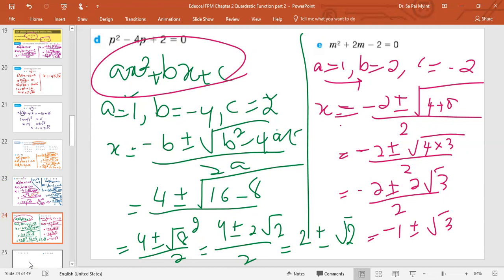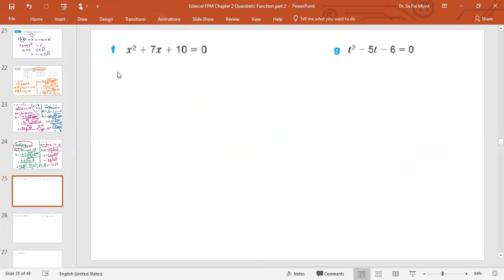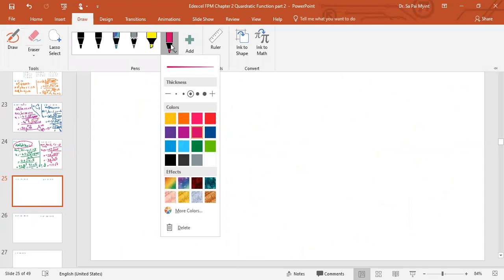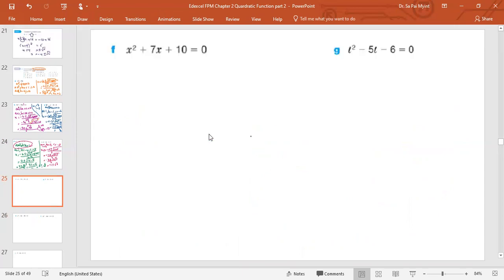Okay, next question. Here, x squared plus 7x plus 10 equal to 0. Okay, what do you get? A equal to 1, B equal to 7, C equal to 10. You can remember, A is the coefficient of x squared, B is the coefficient of x, C is the constant.